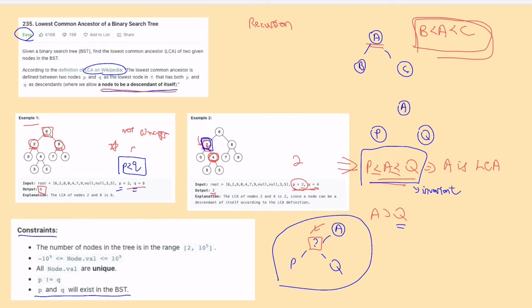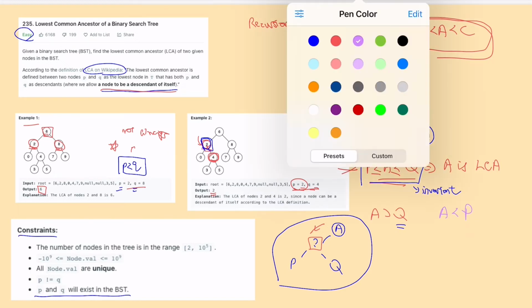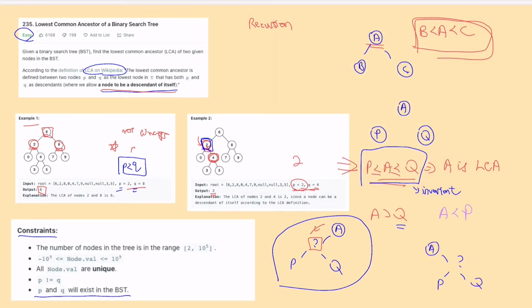Alternatively, we have to take a look at another case, which is when A is actually lesser than P. That means P is in fact greater than A, and so the diagram will look something like this. Because we know that everything to the right of A will be larger than it. So when this happens, instead of recursing left, we have to recurse right and then check the value here to see if this condition holds.